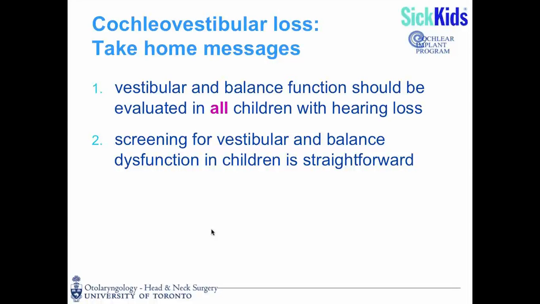Now, I hope today that we've underlined that there are some screening tools that you can use in order to identify those children who are at risk of having vestibular dysfunction, and that these screening tools are relatively straightforward. A history of motor milestones, standing on one foot, and possibly a head thrust test.